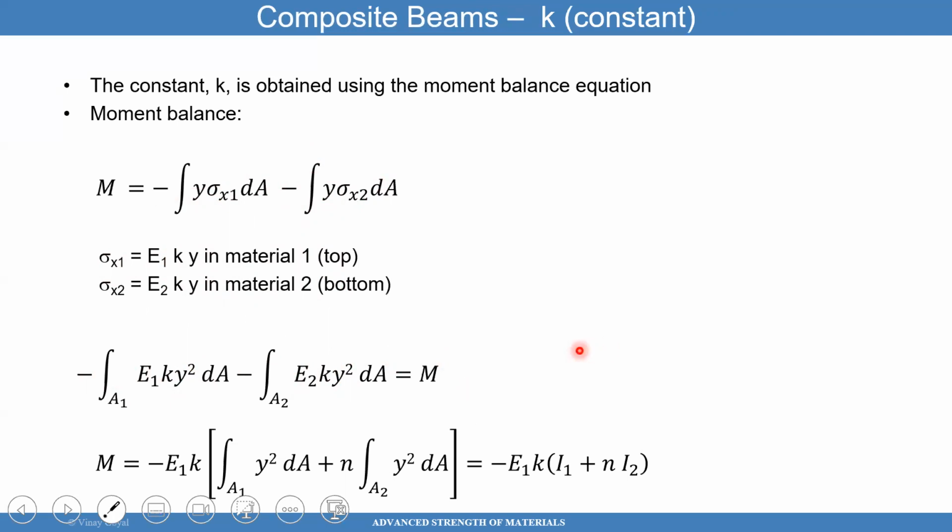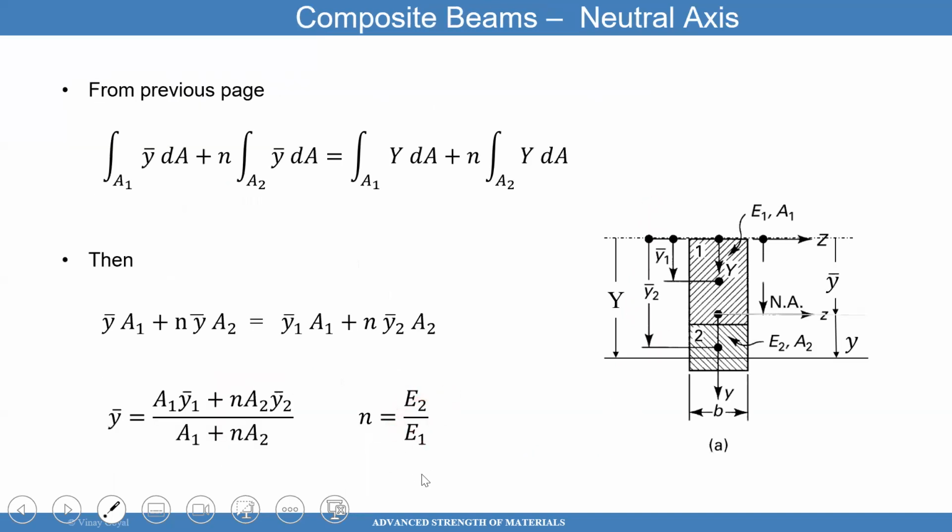What I can notice now is that K can be factored out. You can actually factor E1 out because E2 divided by E1 is n. When I do the whole thing, I get minus E1 times K times the moment of inertia of part 1 plus n times the moment of inertia for part 2. So again, I'll let you pause it here, but pretty much straightforward. n again is the ratio of E2 divided by E1. Shown here.